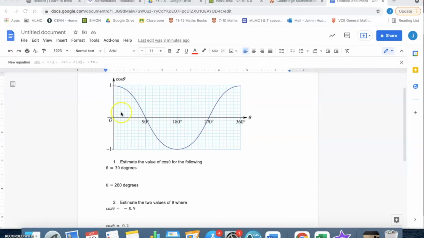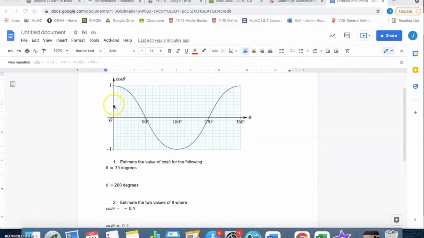Okay, so let's have a look at these few questions and try to read it. We might not be exact here. It just says estimate anyway. So estimate the value of cos theta for the following. So if theta is 30 degrees, let's have a look along here. Each one of these notches is 10 degrees.